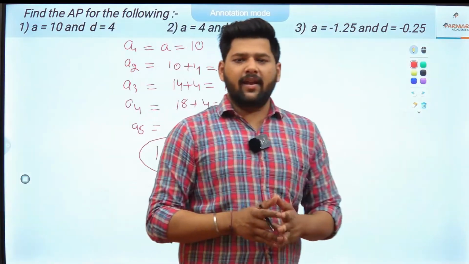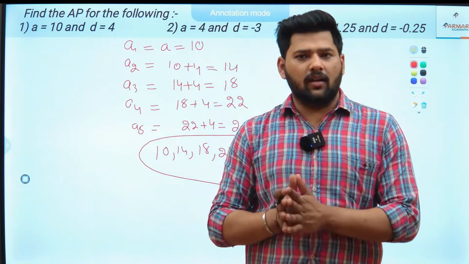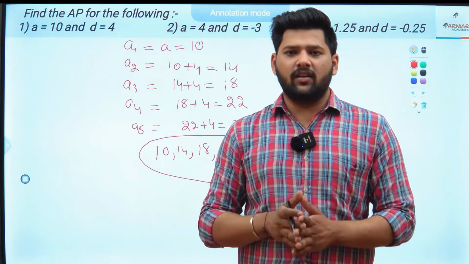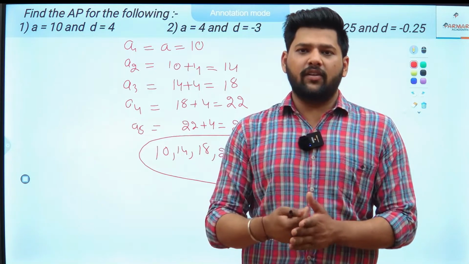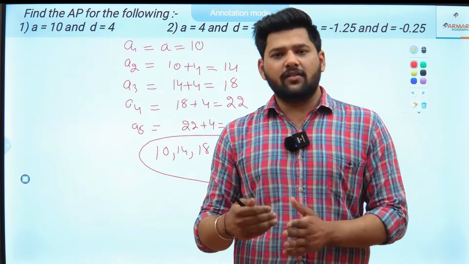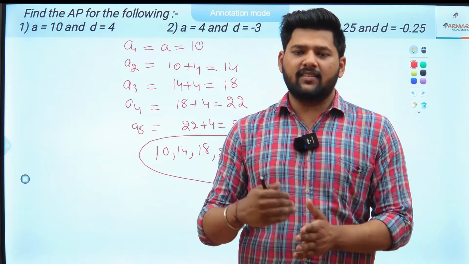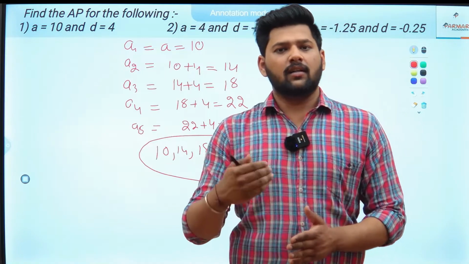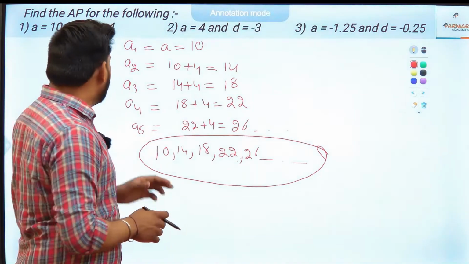Now I will explain again how to find the AP when the first term and the common difference are given. Simply A, that is the first term, is given, and how to find the next terms? Simply add the difference to the previous term. To find the second term, add the difference to the first term. To find the third term, add common difference D to the second term. To find the fourth term, add the common difference D to the third term. So like this, we will find the required AP.